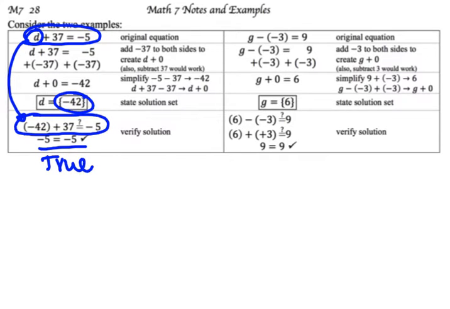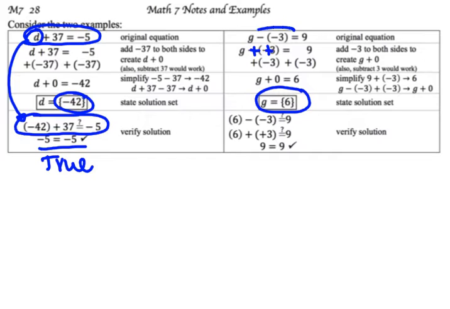When you try the answer that you got in and you get a true statement, that tells you that you did it correctly. Okay, next example, g minus negative 3 equals 9. G minus negative 3, we're going to add a negative 3 to both sides. By the way, this minus negative, I would probably change it to plus positive 3. And then you see that you were just doing a negative 3 on both sides. Negative 3 and 3 make 0. We end up with g equals 6, that's our answer.